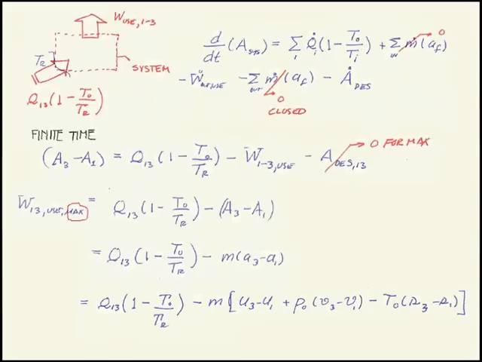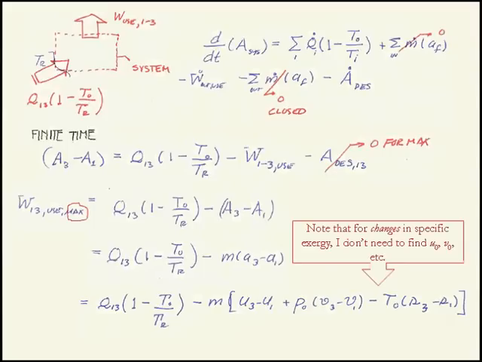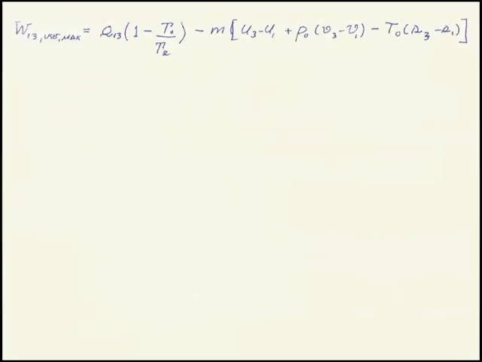since I'm finding a change in specific exergy, I can take a shortcut. I don't need to find U0, V0, and so on. I can find the change in specific exergy from 1 to 3 directly by finding U3, U1, V3, V1, and so on. So a little bit less work for me in this specific problem.